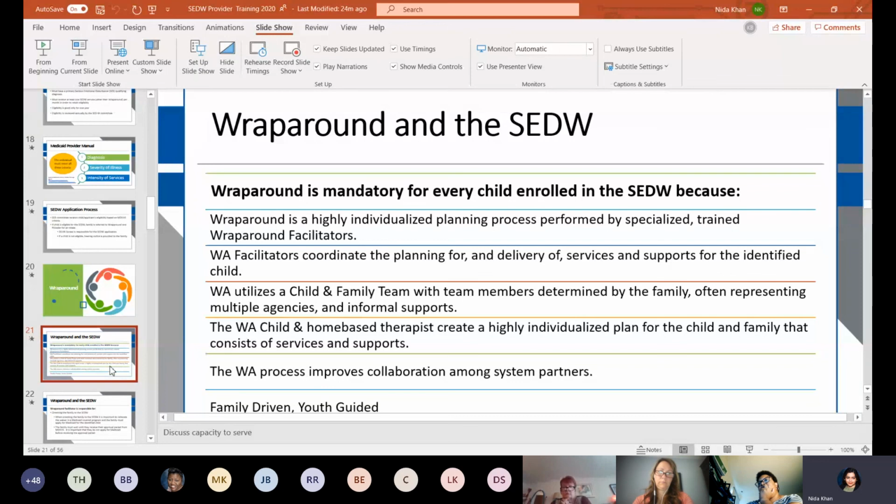And the reason is that, traditionally speaking, the SED waiver case technically is the wraparound facilitators should be the holder of the case. But technically, in our county, we do things a little differently, which was cited prior to myself as well as Kim. And in our county, it is the home-based therapist that is the holder of the case. So that is why it's very essential for the home-based therapist to work together with the wraparound facilitators.